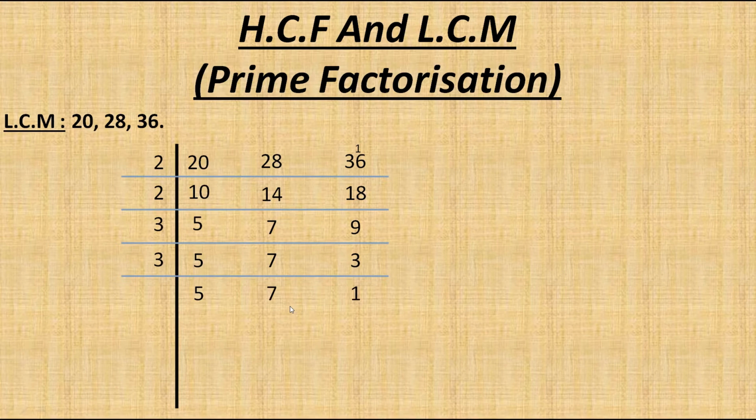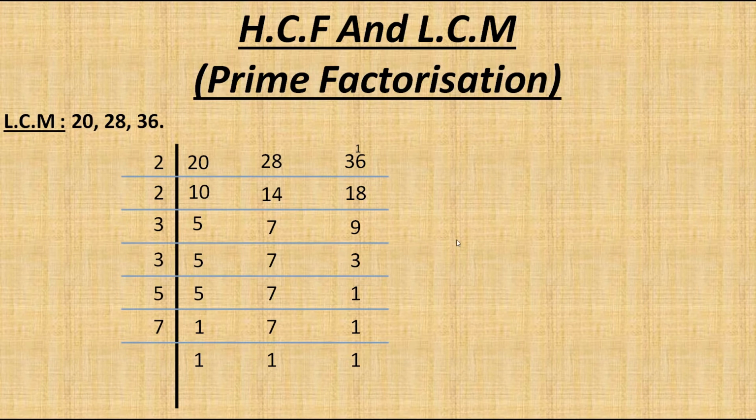Okay, now we have only two numbers, that is 5 and 7, and we have the next prime number as 5. So we will divide 5 by 5. 5 1s are 5. 7 will come down and this 1 will come down. Now we have the next prime number, that is 7. So 7 1s are 7. Okay, as we got all 1s, we have to stop here.